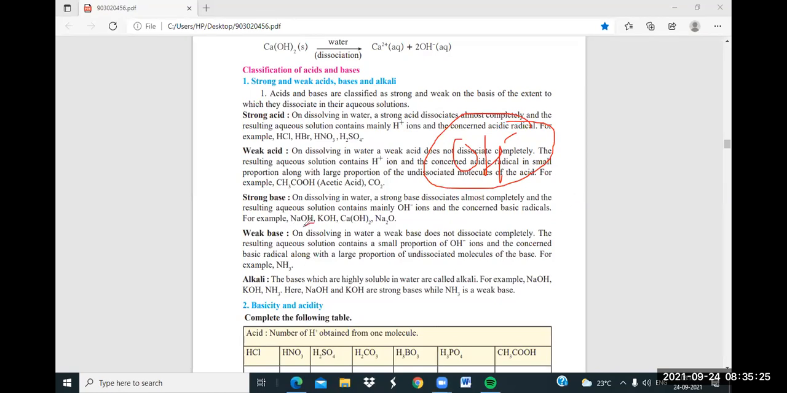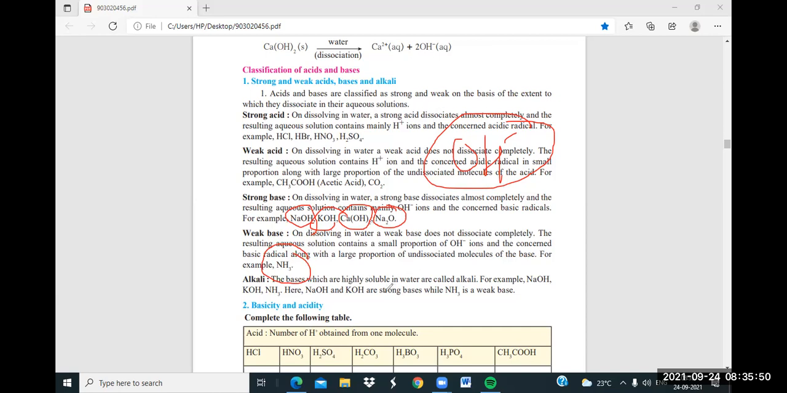So here you can see sodium hydroxide, potassium hydroxide, calcium hydroxide, sodium oxide. Okay. Now we can take the weak base. It is not completely dissolved in the water or does not completely dissociate into OH minus ions, and it's called a weak base. An example is ammonia.